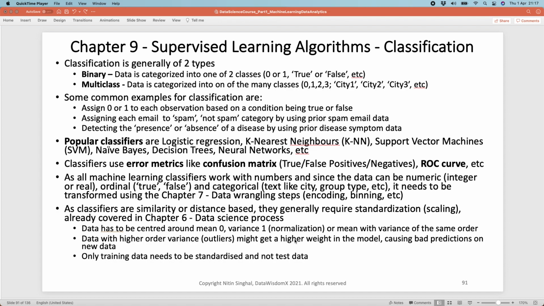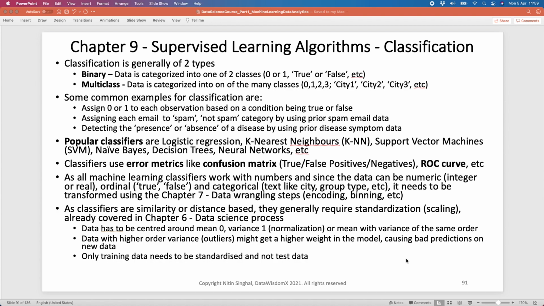And you only want to standardize the training data, not the test data, because if you standardize the test data, it'll have its own mean and variance. So if you're trying to compare the results for the predictions for the test data with the actual data, you will have a completely different distribution. So it's not a good comparison. We've explained all this before in the data science process and the data wrangling steps. So you can just go back and learn that again if you've forgotten it, or you want to refresh it.